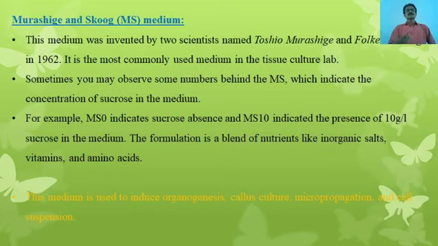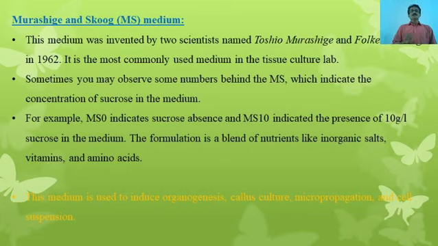Now starting with the Murashige and Skoog medium. This medium was given by Murashige and Skoog in 1962. It is the most commonly used medium all over the world, with some modifications. Sometimes you may observe that with MS media we write a certain number. It indicates the sucrose content in that particular medium. Suppose it is MS0, it indicates sucrose is absent, but if it is MS10, it indicates that 10 grams per liter of sucrose is added in that medium.